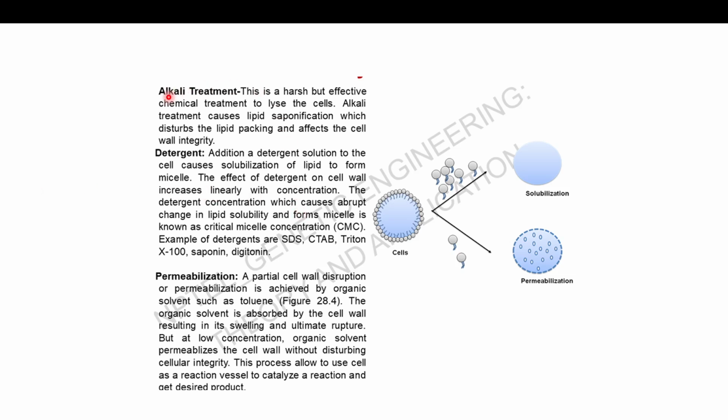Now, there can be alkaline treatment as well. You use really strong bases, or provide a high pH environment, which is a harsh but effective chemical treatment to lyse the cells. Alkaline treatment causes lipid saponification, which disturbs the lipid packing and affects the cell wall integrity, thereby making these walls loose. There can be detergent treatment as well, wherein you add a detergent solution to the cell, thereby solubilizing the lipid to form a micelle.